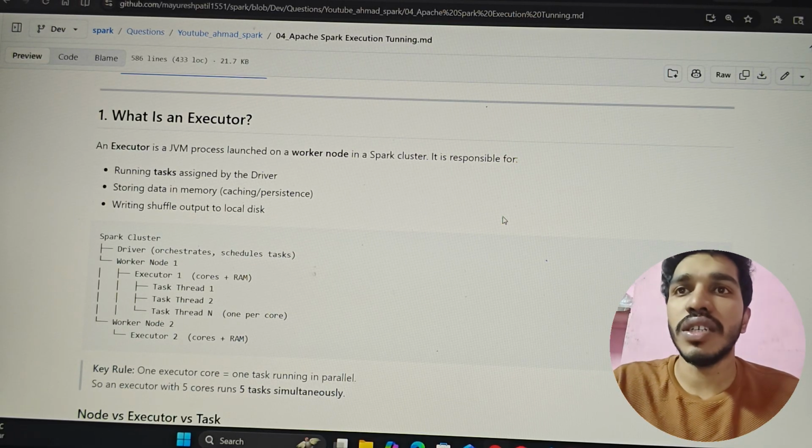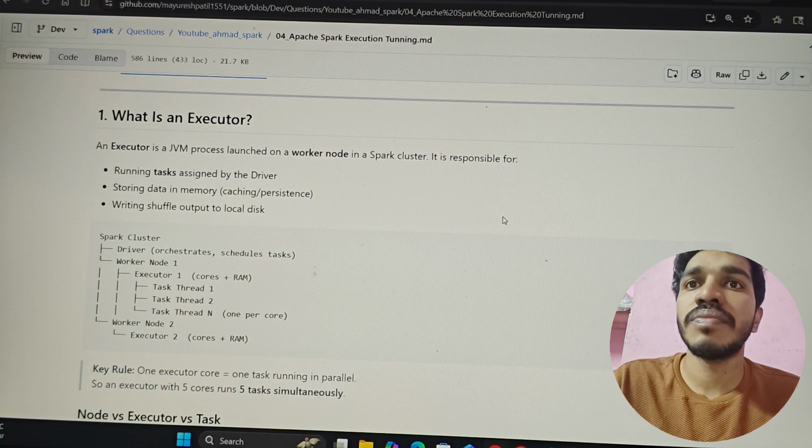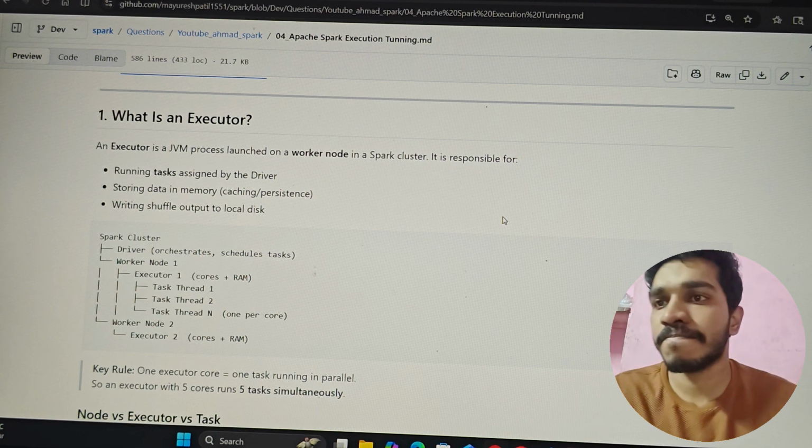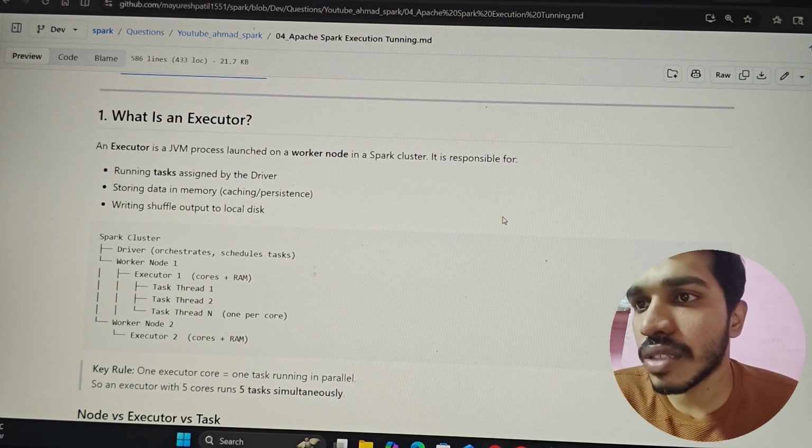An executor is a JVM process launched on a worker node in a Spark cluster. It is responsible for running tasks assigned by the driver, storing data in memory, cache and persistence, and writing shuffle output to local disk.